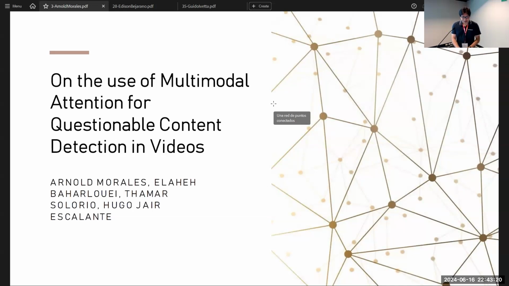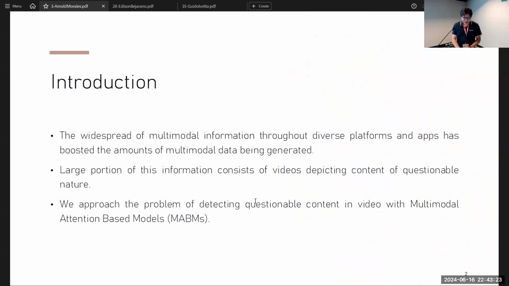As a brief introduction, we know that with the growth of content on various platforms, multimodal information and data has also increased. Some portion of this multimodal information and content may consist of questionable content. So, we try to approach this problem of detecting this type of content with multimodal attention-based models.